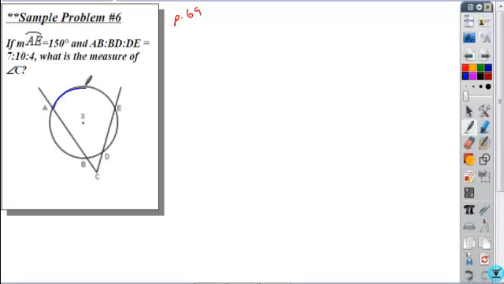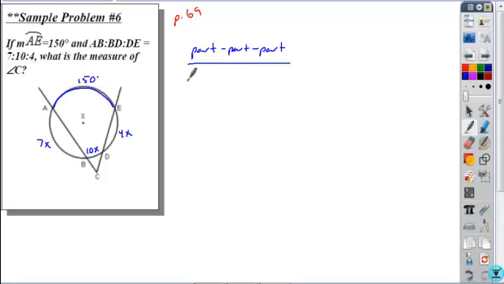Right, if we begin to label what we have, arc AE is given as 150, and then you're told the ratio of the remaining arcs. So if you're thinking in terms of part to part, what you would think is you have 7 times some common multiplier. BD is 10 times that same multiplier, so we see it's not necessarily to scale here. DE is 4 times that same multiplier.